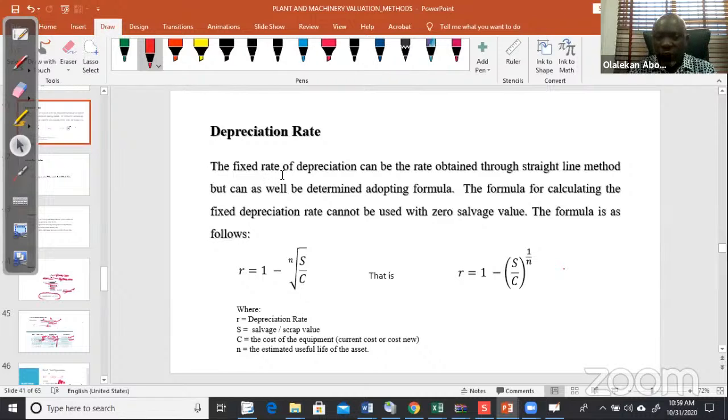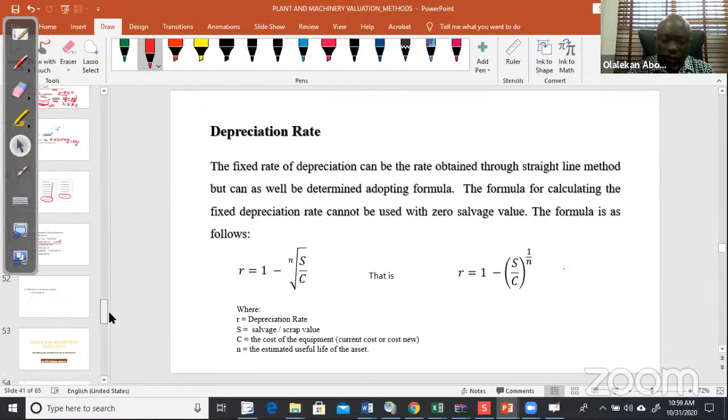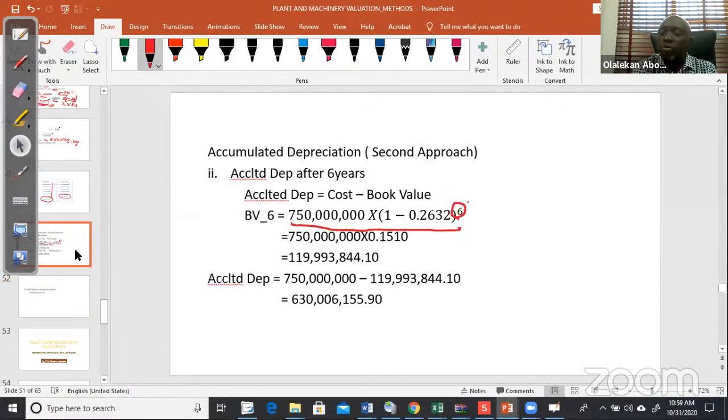See, the fixed rate of depreciation can be obtained through straight line method, but can as well be determined by adopting a formula. And we have the formula here. So I've shown you that. So it then means you can determine your rate through straight line method. After determining your rate through straight line method, then you come to prepare your table over 25 years.